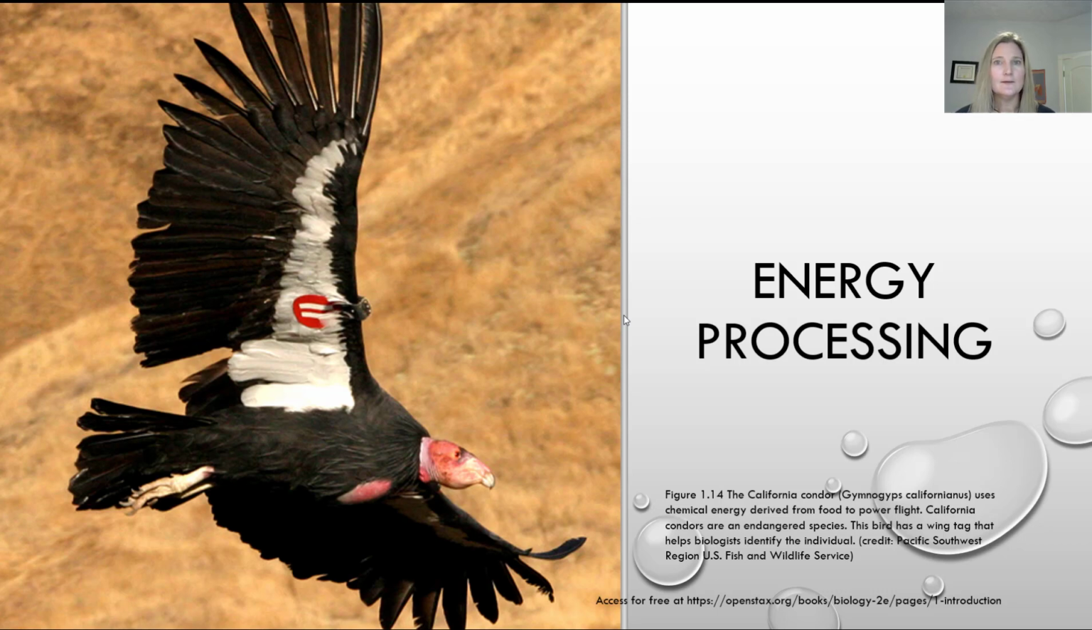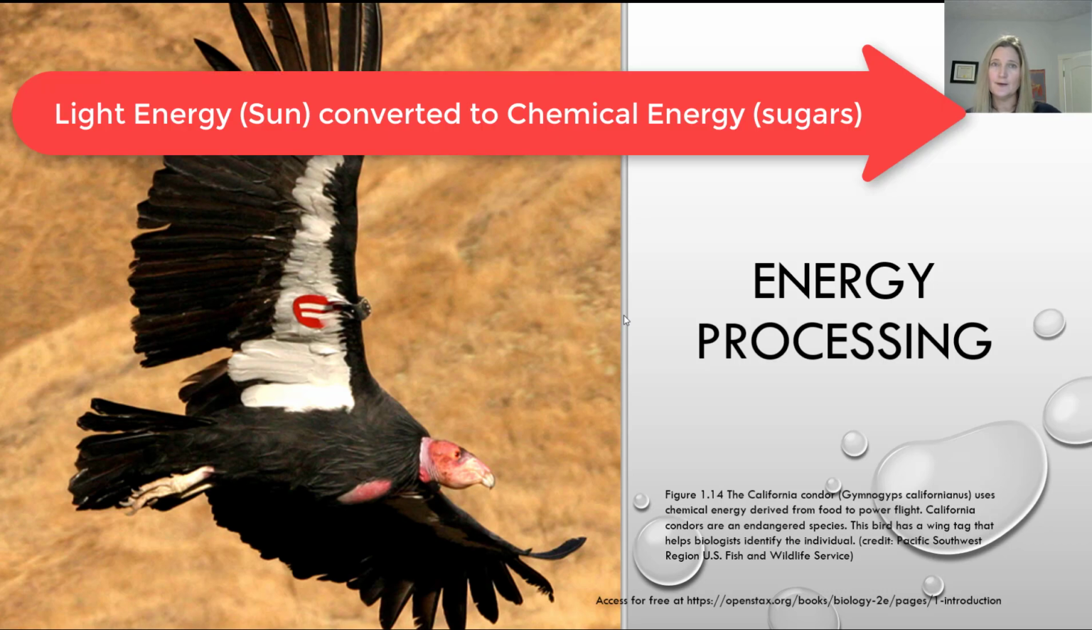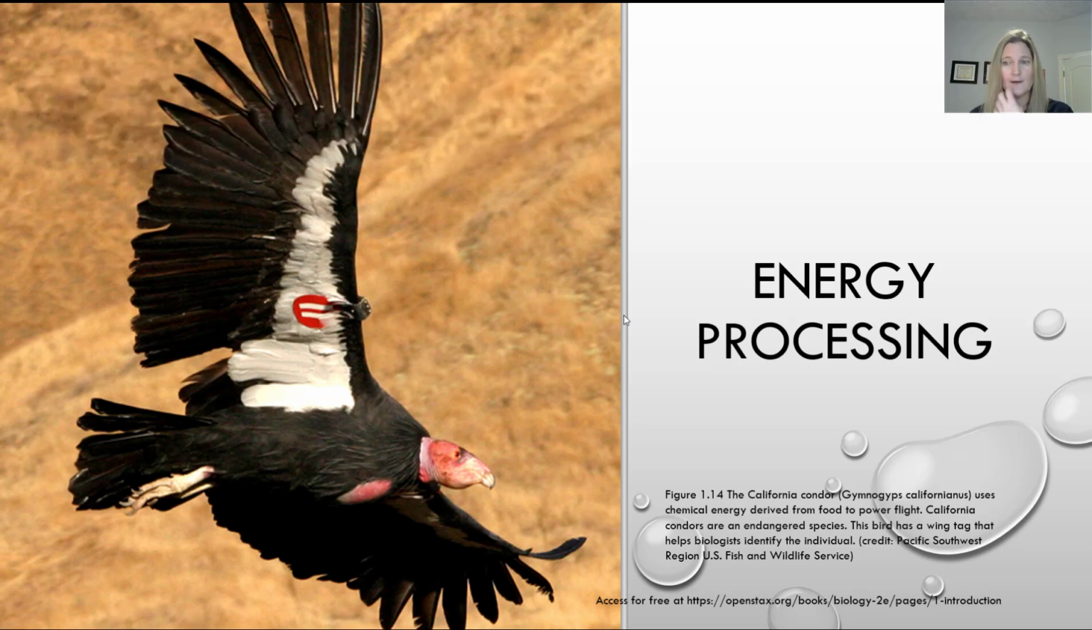Think about what plants do. They don't eat. So how do they get their energy? Well, they use sunlight. Photosynthesis is an example of taking light energy from the sun and processing it to form chemical energy, sugars and starches and things like that. So that process of energy processing is a unique property of life.